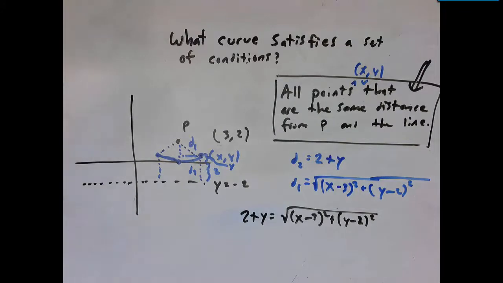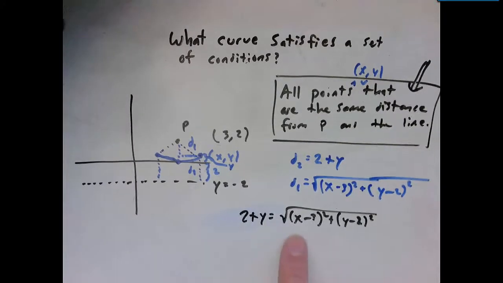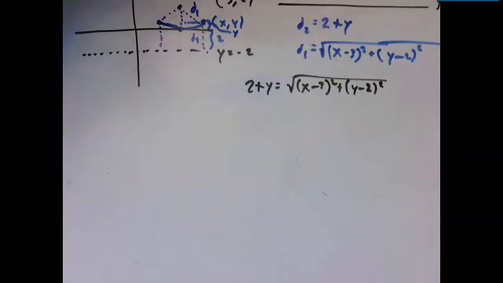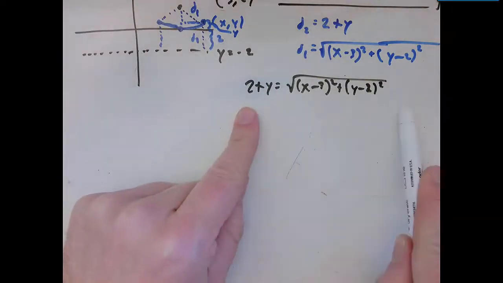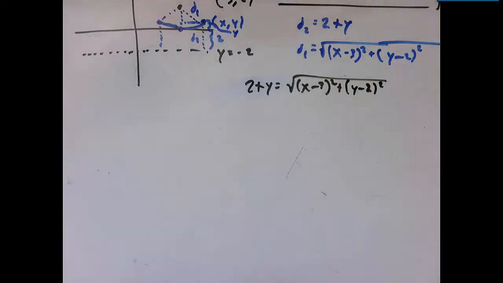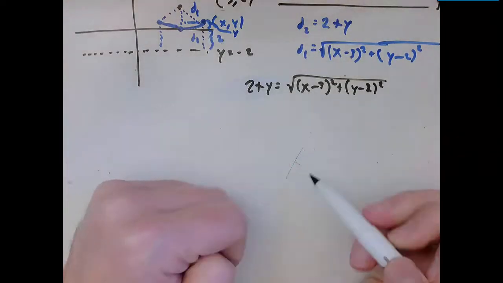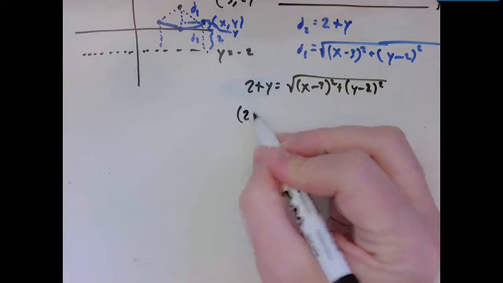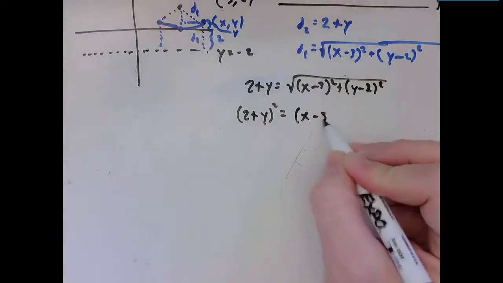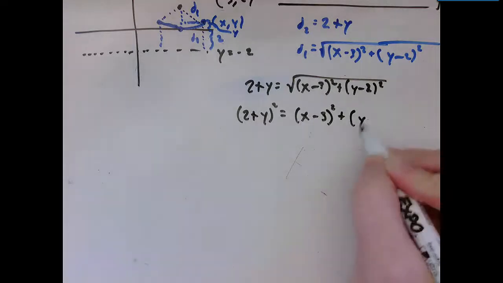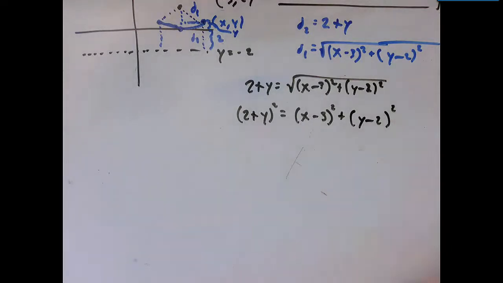All right, let's finish this up. You could plug this into Desmos right now and it would show you what the curve looks like. But this curve might look more familiar if we put the equation in a more familiar form. So let's restructure by squaring both sides to get rid of the square roots. Now we've got (2 + y)² = (x − 3)² + (y − 2)².